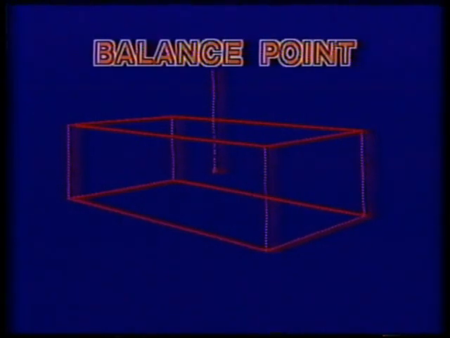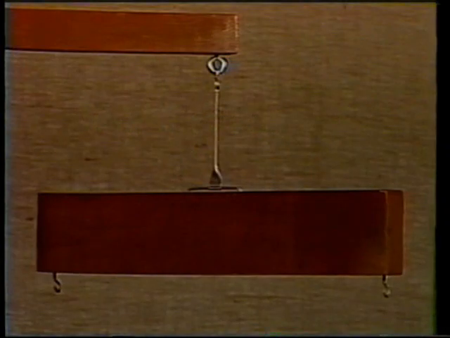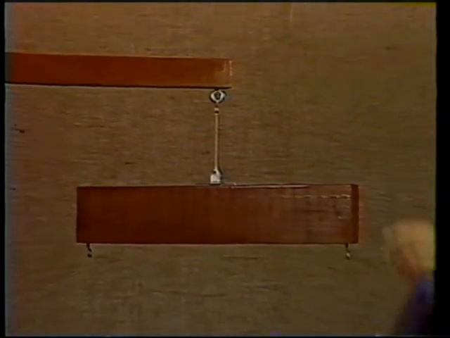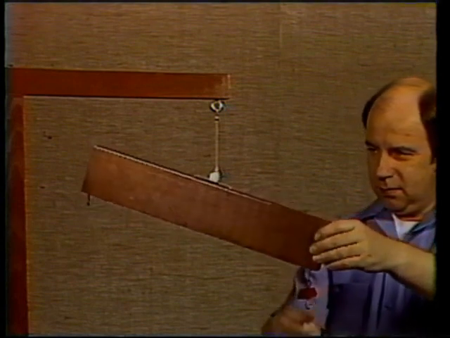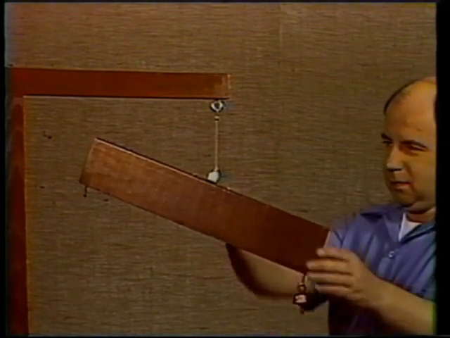Every object has a point at which all of the weight of the object is considered to be concentrated. This is the balance point, or center of gravity of the object. The center of gravity, or CG, is often identified by this symbol. If an object is suspended from this point, it will remain in balance. Adding weight to any part of the object will cause the object to rotate.